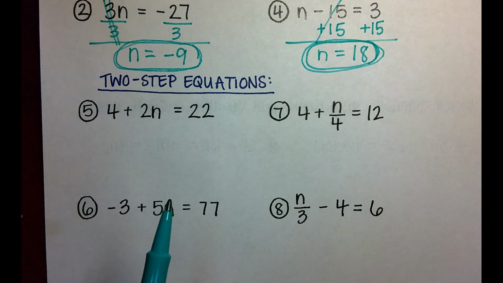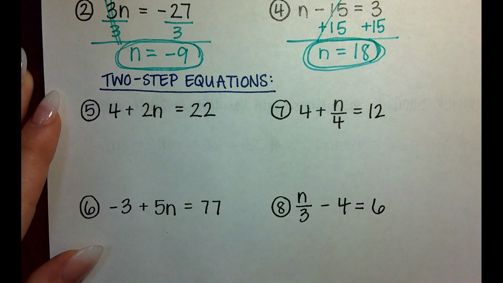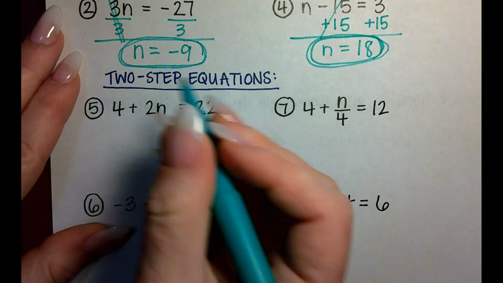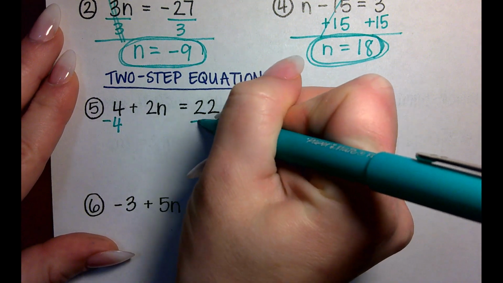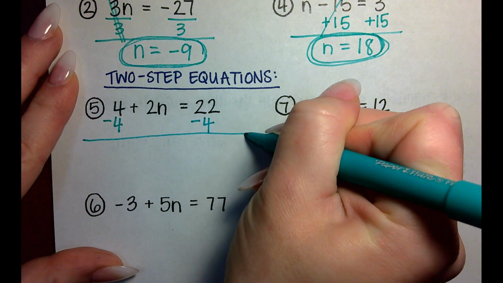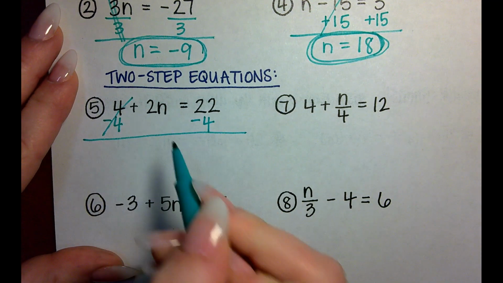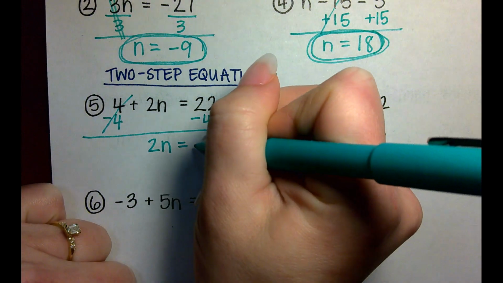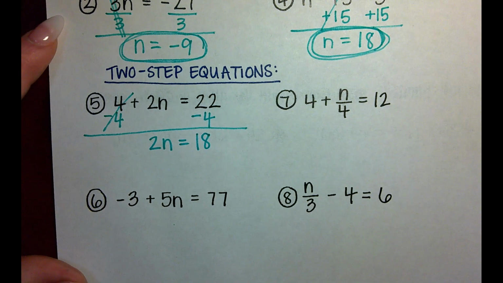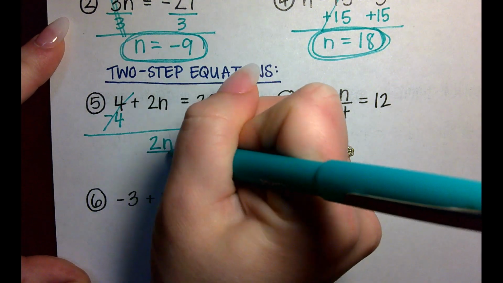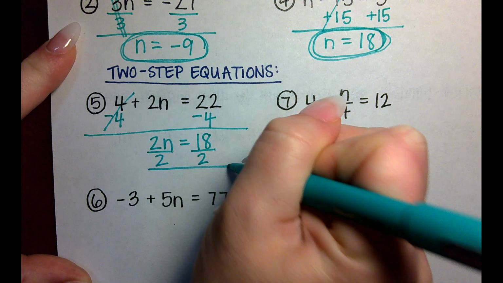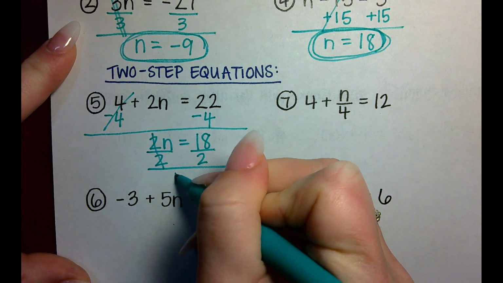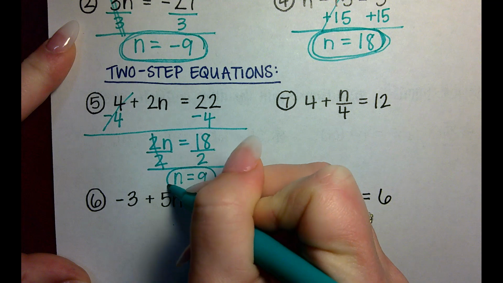This time we have to pay attention to what needs to happen first and second. Remember, we always get rid of addition and subtraction first. You gotta subtract 4 on each side. Good. So for number 5, we subtract 4 from both sides. Bring down the rest of your column. So what am I bringing down? The 2n and 18. Good. 22 minus 4 is 18. You divide by 2 on each side. Perfect. Now we divide by 2. N equals 9. Very nice.